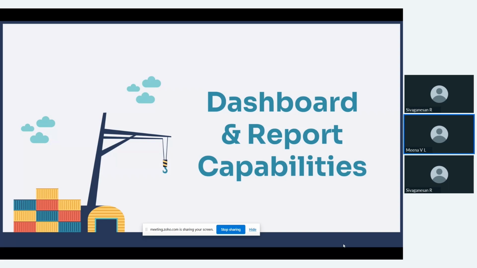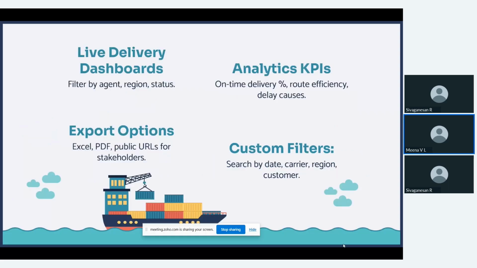And the other thing that I mentioned was the dashboard and the report capabilities. What kind of reports do we get from that? You can track the delivery, so you can get the data filtered by agent, region or status. And you can calculate the on-time delivery percentage based on the difference between the actual delivery date and the expected delivery date. All those kinds of analytics you can pull out from this data.